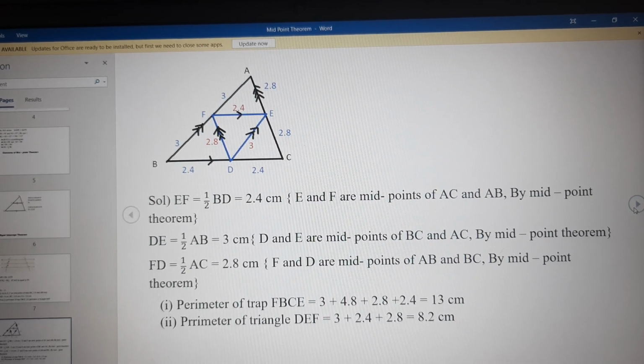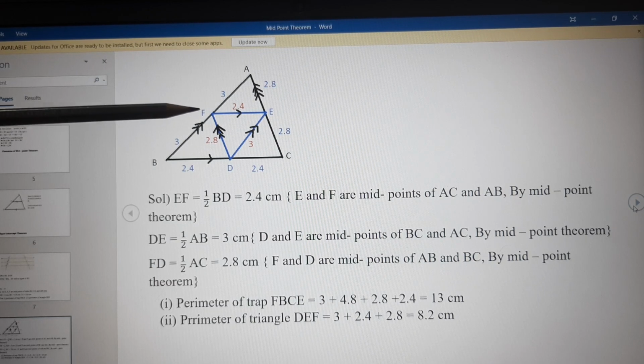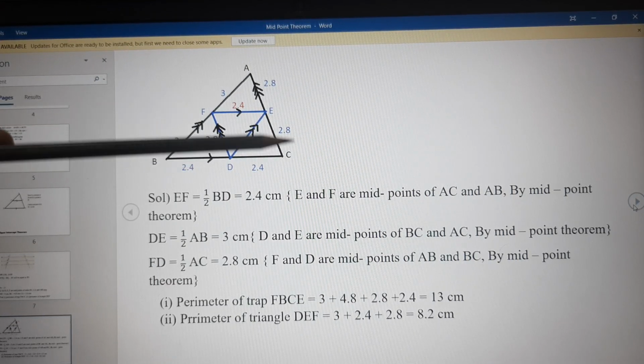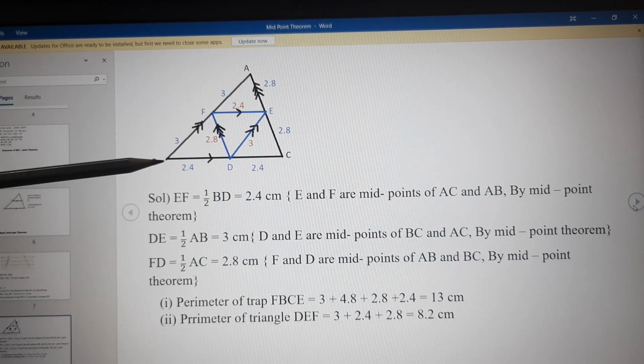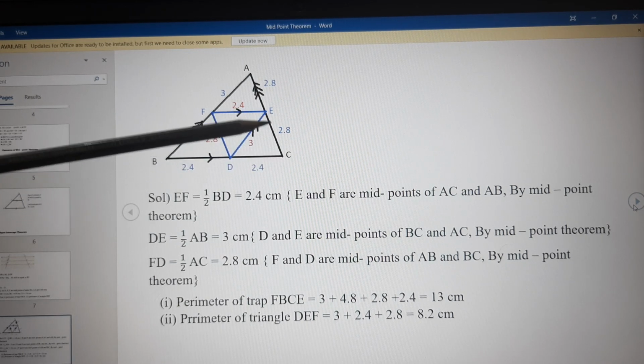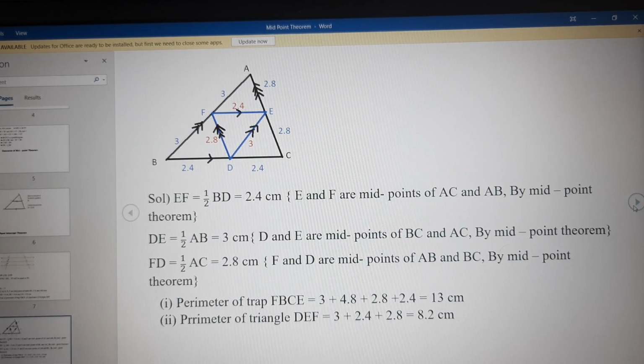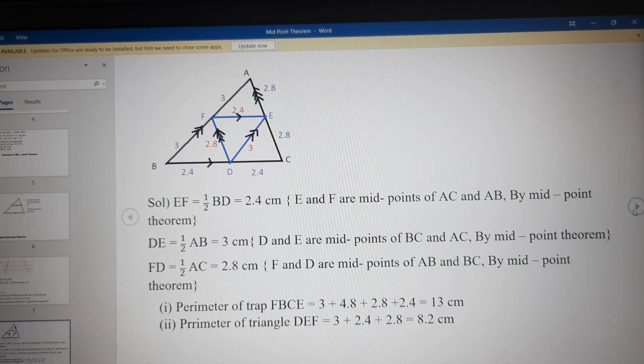And why do we require to apply the midpoint theorem? Because if we talk about trapezium FBCE, then we know FB is 3, BC is 4.8. We know that EC is 2.8, but we do not know the measurement of line segment EF. So to calculate the value of EF, we have to apply the midpoint theorem.